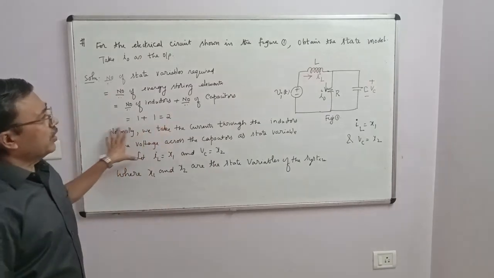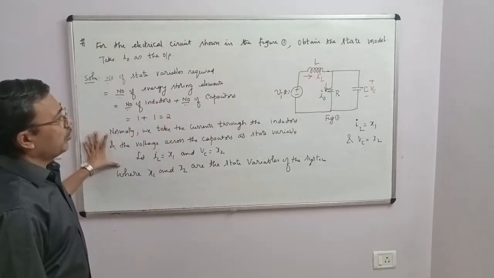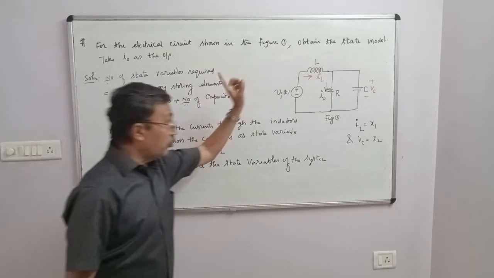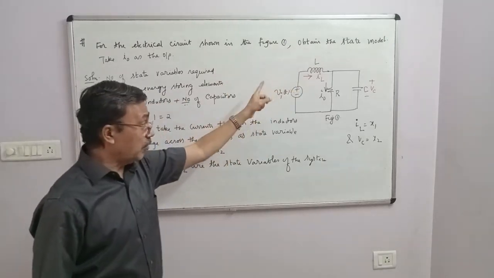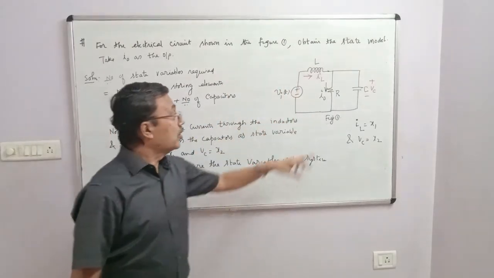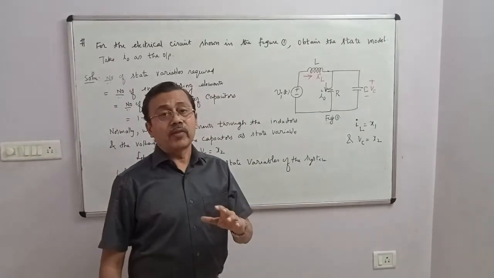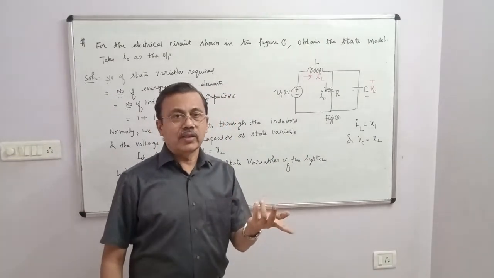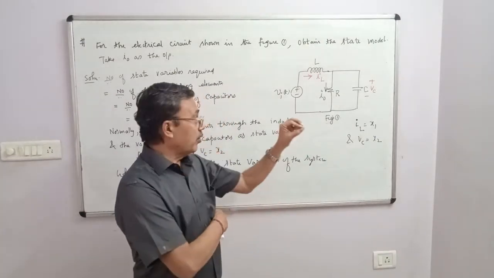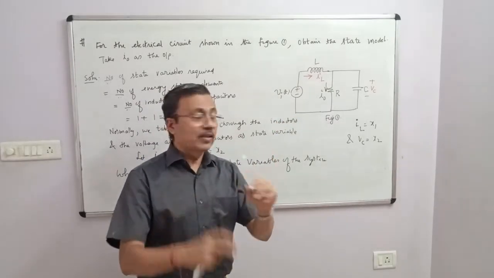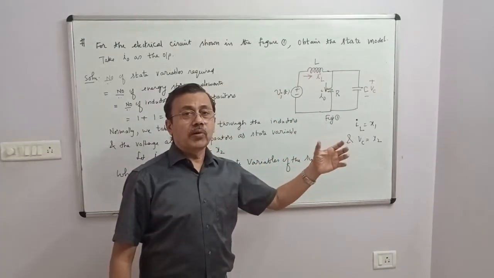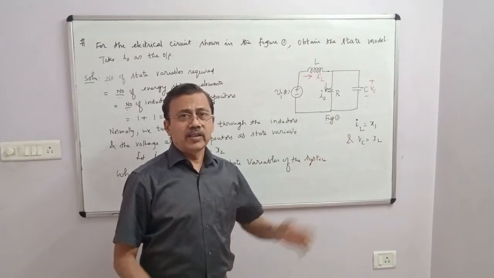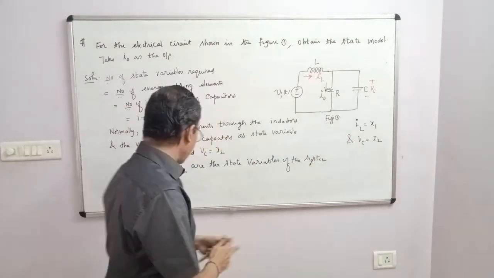One inductor is there, therefore I write one KVL equation. Since we have one inductor, we will have one KVL equation. We have one capacitor, therefore we will have one KCL equation. Number of KVL equations equals number of inductors in general. Number of nodal equations is equal to number of capacitors. This is in general, okay?